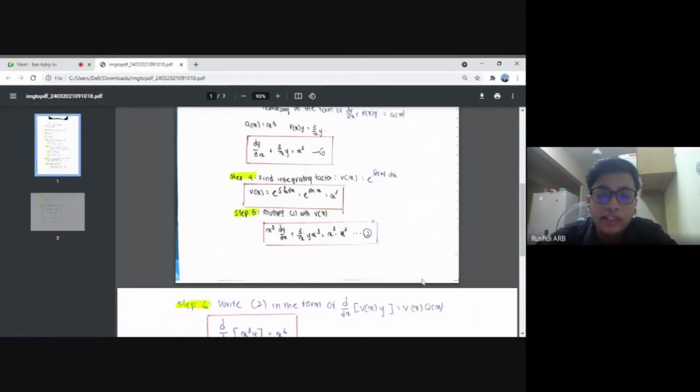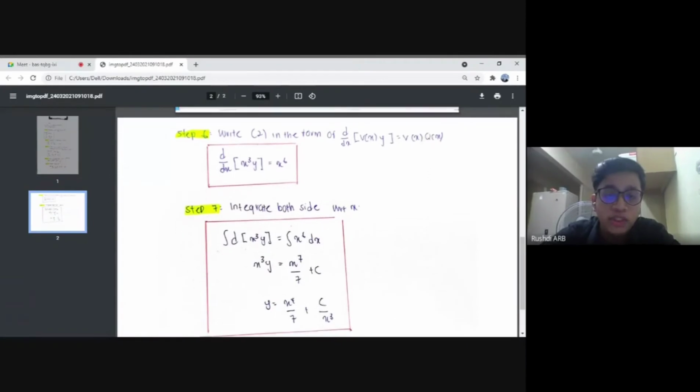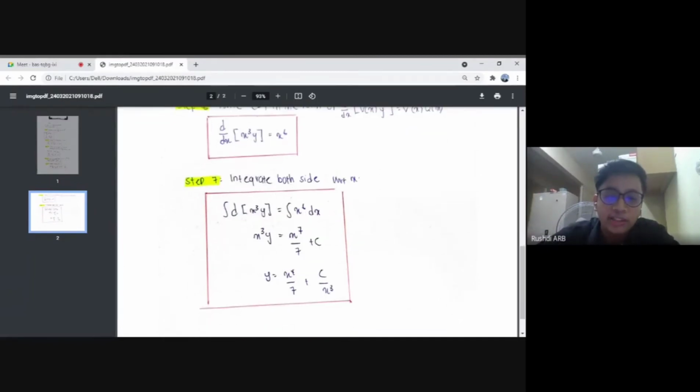And we label this equation as number 2. Next, we move on to step number 6, which is to write the second equation that we labeled in the form of d over dx, vxy, and v equal to vxqx. And we will get d over dx in brackets x power of 3y close bracket equal to x power of 6. And the last step is to integrate both sides with respect to x.